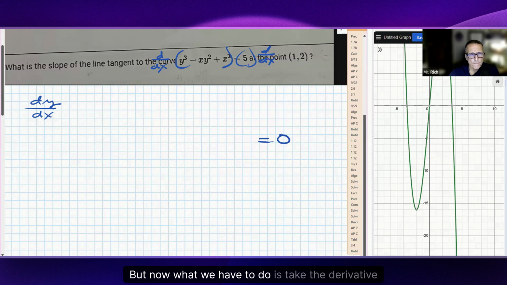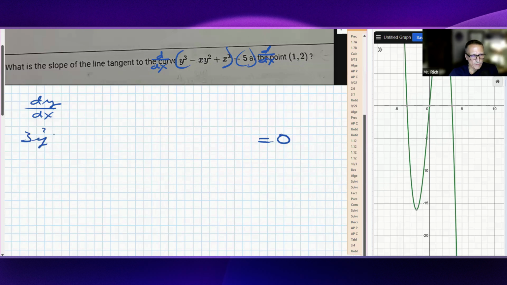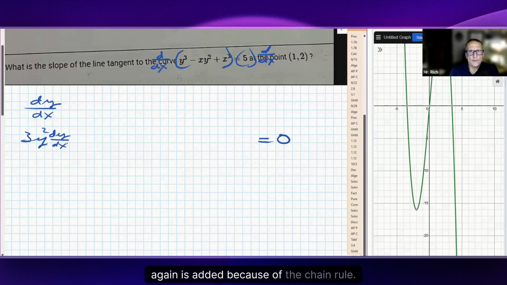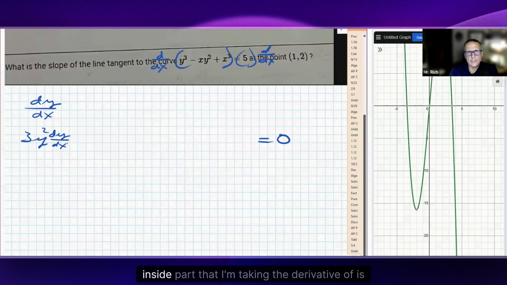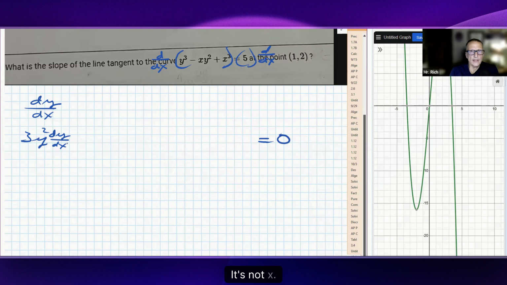But now what we have to do is take the derivative term by term of these three terms on the left. Well, the derivative of y to the third is going to be 3y squared, but times dy dx, right? That dy dx, again, is added because of the chain rule, because the inside part that I'm taking the derivative of is y, it's not x. And therefore, I need to multiply by its derivative, by the chain rule. And the derivative of y is dy dx.